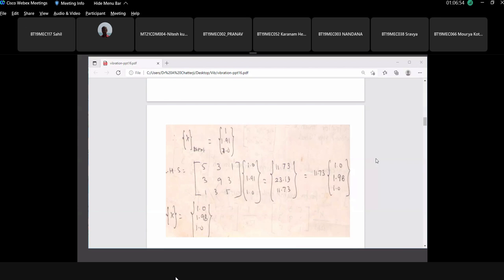Anyone who has got the iteration matrix? Yes, sir. क्या मिला Binit? Iteration matrix? So it's 1, 1, 1, 1, 2, 2, 1, 2, 3. That is correct. Go ahead.